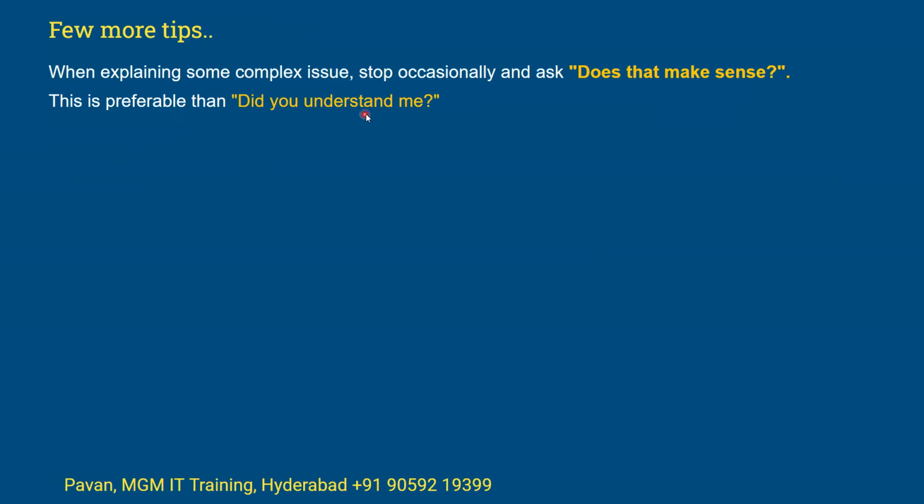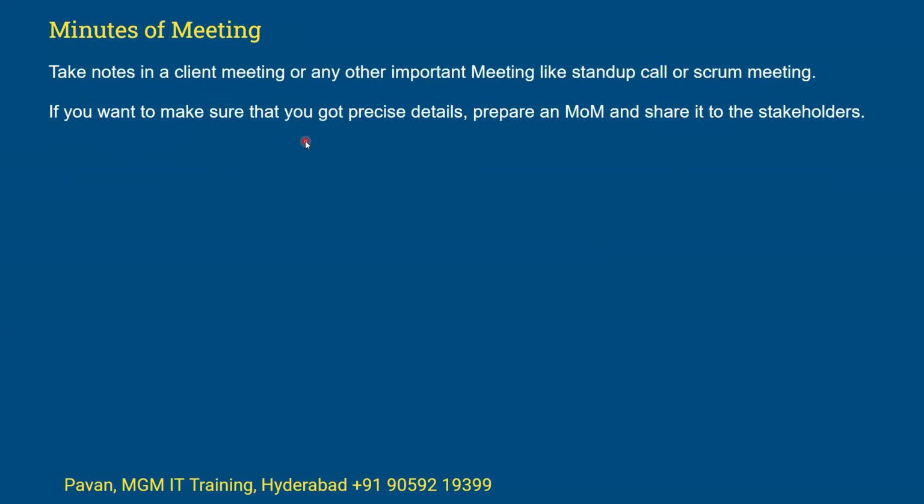So instead of saying, did you understand me? Please use, does that make sense? Right? And the next one is, another important thing is, say for example, you are new to IT or you are average in communication skills, spoken English, right? Or if you cannot understand the US accent, or if I cannot understand the US accent, this is something which we follow.